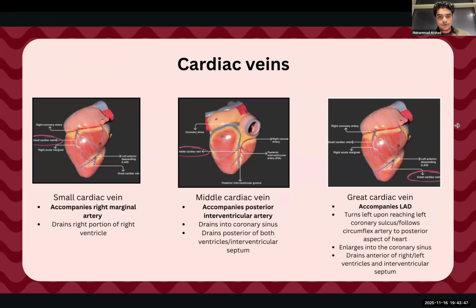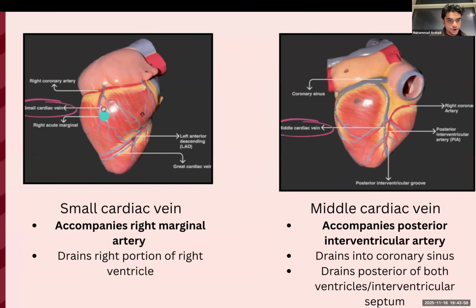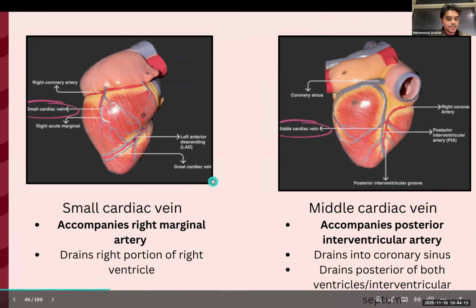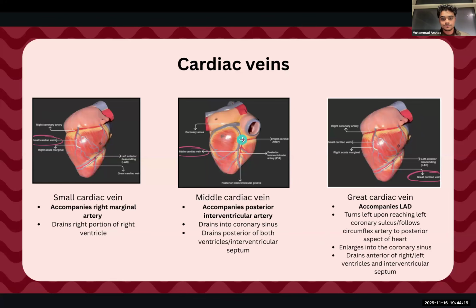Okay, so we spoke about the different arteries. Now we're going to be speaking about the veins which accompany these. So first off, you have the small cardiac vein, and this is going to accompany the right marginal artery. So this is the right coronary artery. If you guys remember, then it branches off towards the end into the right marginal artery. And the small cardiac vein, all you really need to know is that it's going to be accompanying that, and it drains a portion of the right ventricle.